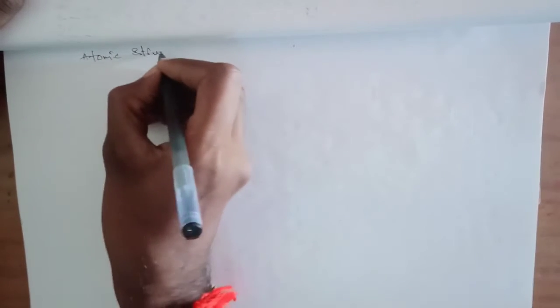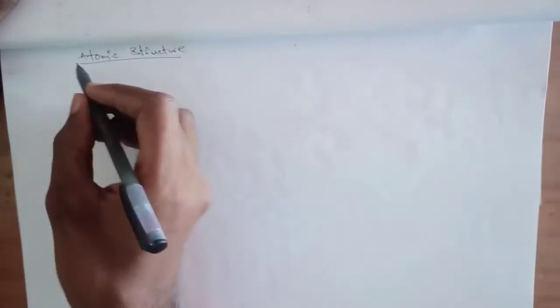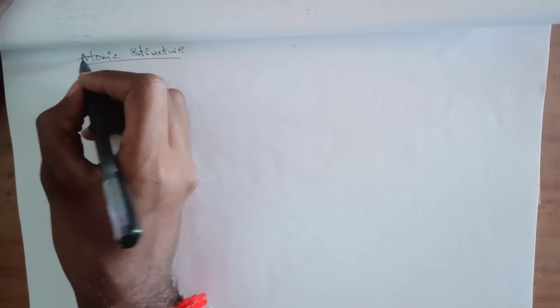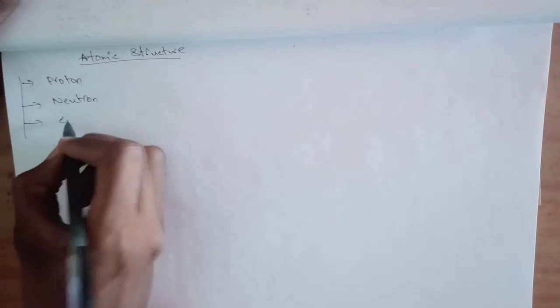Hello everyone. In this video, we are about to discuss the topic of atomic structure. Atomic structure. When we come across the concept of the atom, we will deal with three things. First one is proton. Second one is neutron. And third one is electron.